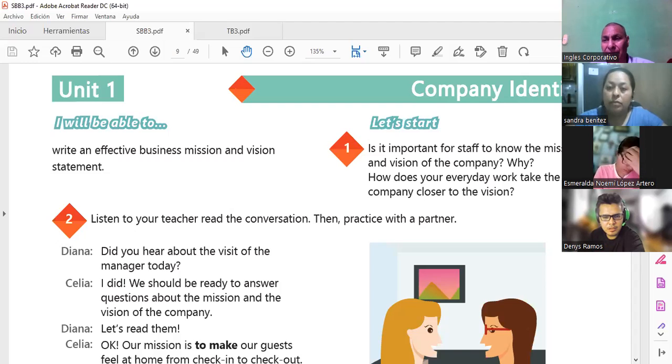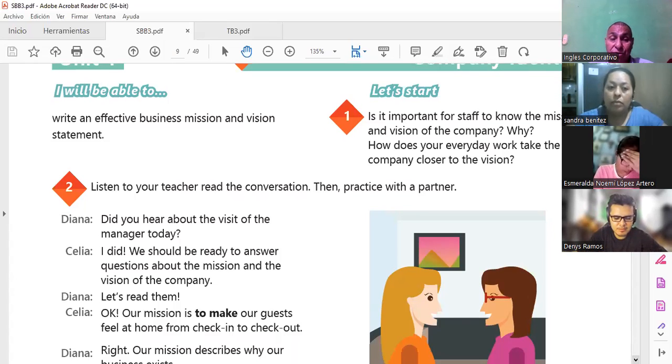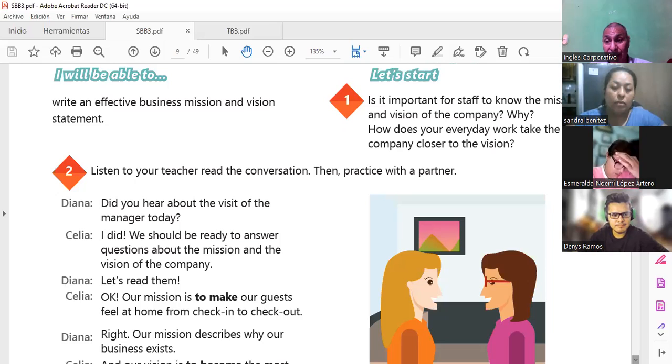Okay, and so the goal of this chapter is to teach us what a mission and a vision statement are, and why it is important for employees to recognize that knowing the mission and the vision of the company helps us do a better job within the company. Nos ayuda a hacer un mejor trabajo en la compañía, conociendo la misión y la visión de la compañía.